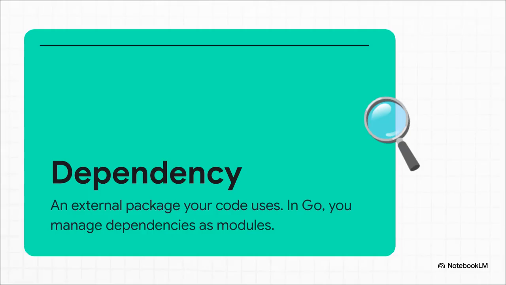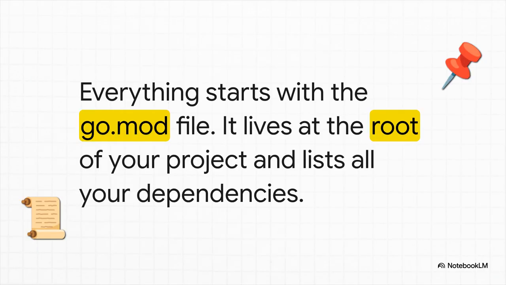Let's just make sure we're all on the same page with the lingo. A dependency is just any of that external code your project needs to run. And in the Go world, these dependencies are bundled up into what we call modules. Think of a module as a collection of related packages that are versioned and shipped together. And the heart of this entire system, the brain of the operation, is one single file, go.mod. This little text file sits right at the root of your project, and it acts as the official manifest, the absolute source of truth for every dependency you're using.